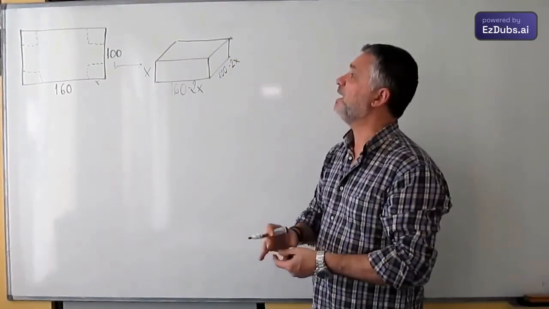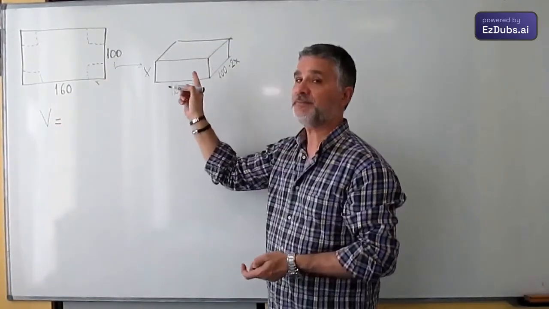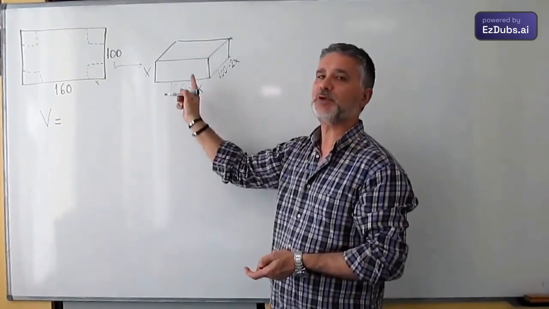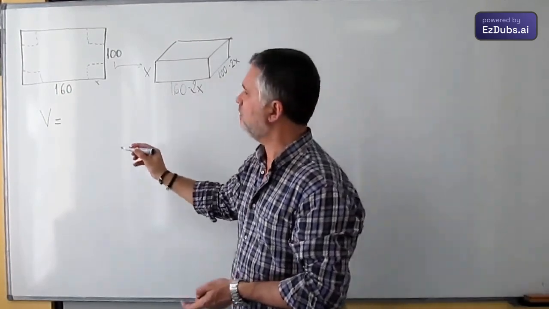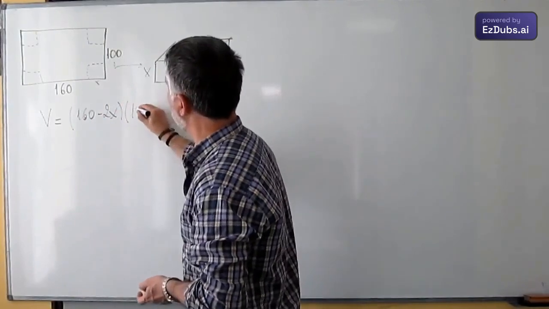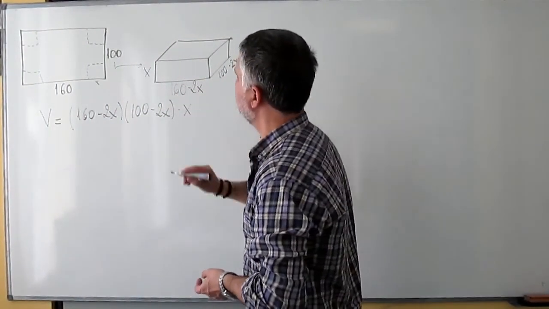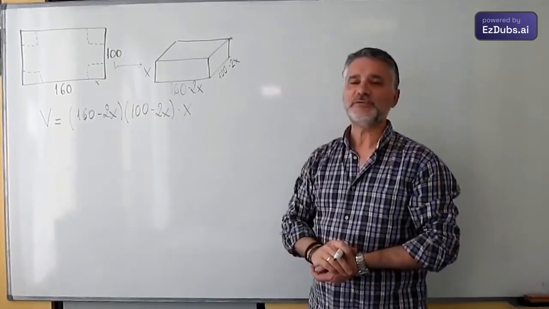Since what they tell us is that the volume is maximum, the volume of this figure, which is a prism, is the surface of the base times the height. The surface area of the base, a rectangle, would be 160 minus 2x times 100 minus 2x, and finally times the height, which is x. Then we have this as a function to optimize.